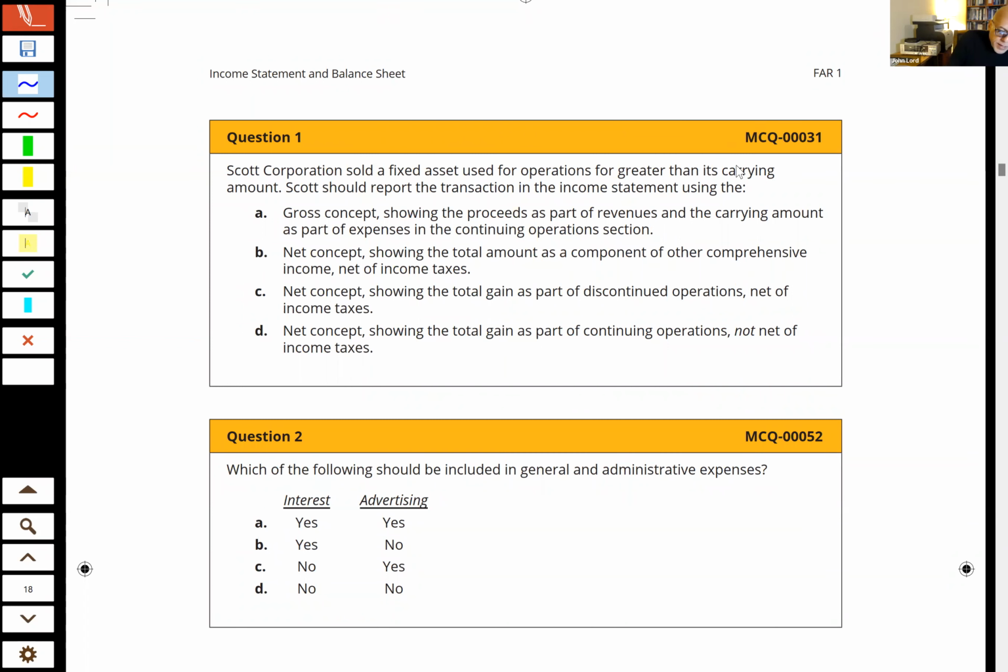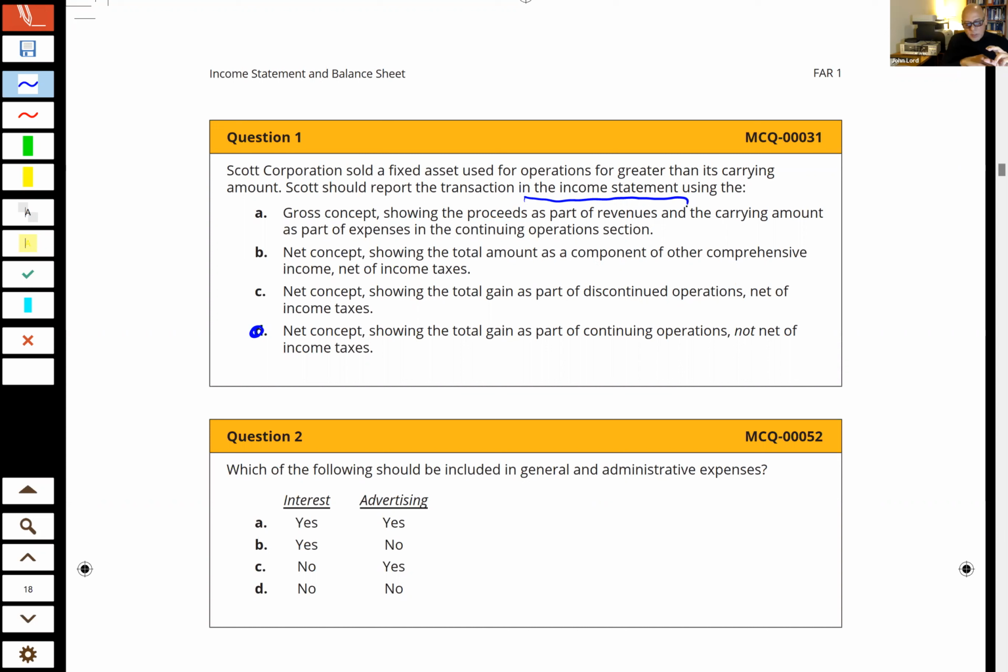So let's take a look at this question together. Scott Corporation sold a fixed asset used for operations for greater than its carrying amount. We know that's a gain, right? Scott should report the transaction in the income statement. Now, when I think about the income statement, we have what? We have our operating items, our non-operating items, and then we have tax, which would give us income from continuing operations. And then if we have a discontinued operation, we will report that.